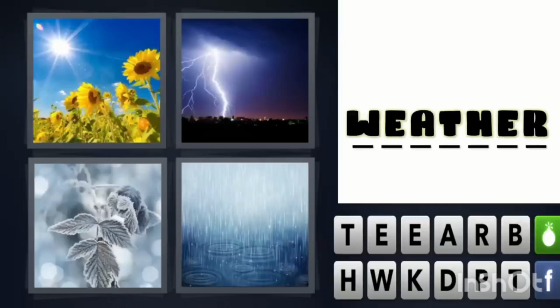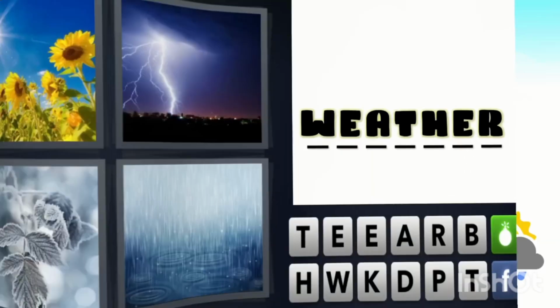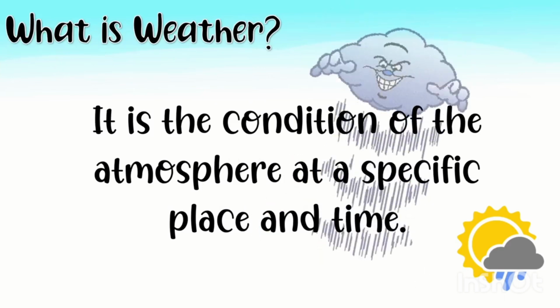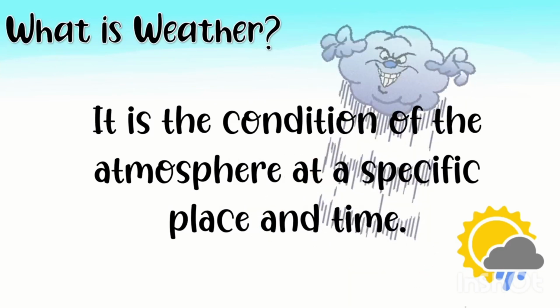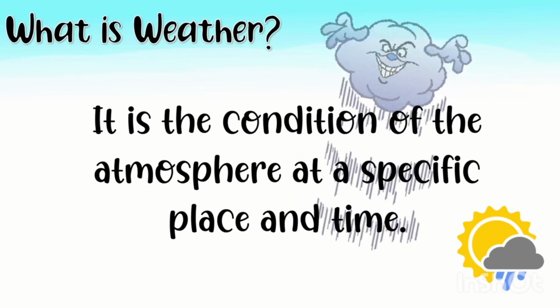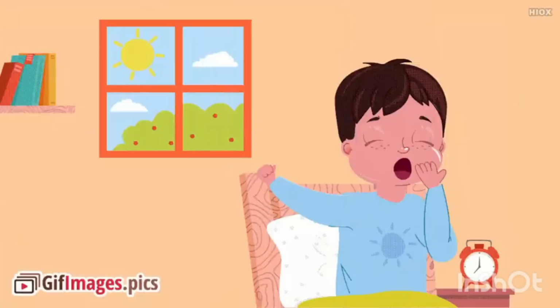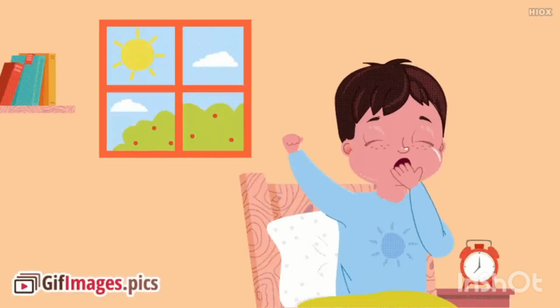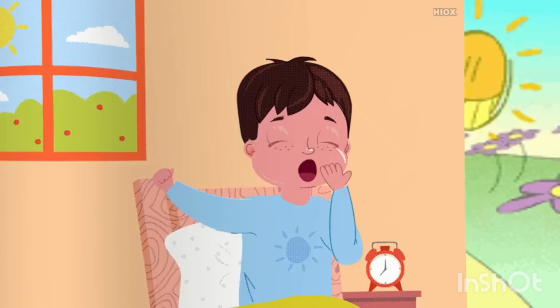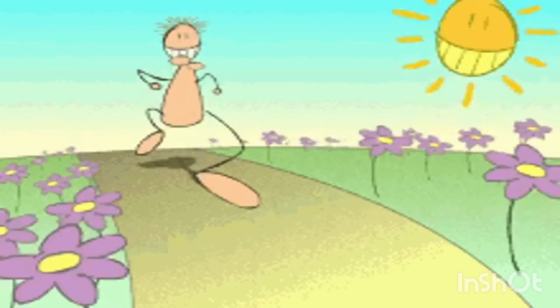That is right. This is weather. When we say weather, it is the condition of the atmosphere at a specific place and time. What you see outside is the weather condition. For example, you wake up in the morning and you see the rays of the sunlight that lit your room. Therefore, your weather from that time is a beautiful sunny day.